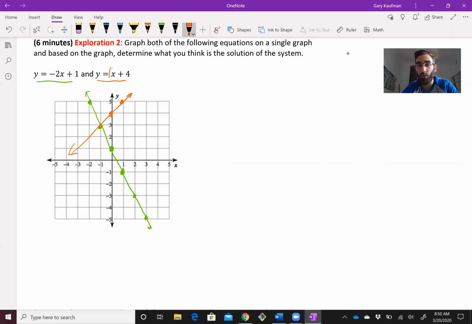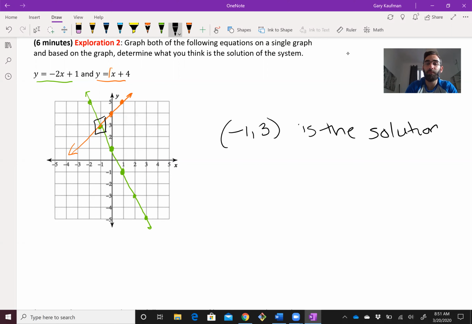Well, according to the graphs, each one of these ordered pairs on it is a solution. So I need to find an ordered pair that both of them have. And that means that's the solution. Well, it's right here, negative 1, comma 3. Both graphs go through it, which means negative 1, comma 3 is a solution to both. So negative 1, comma 3 is the solution to the system.